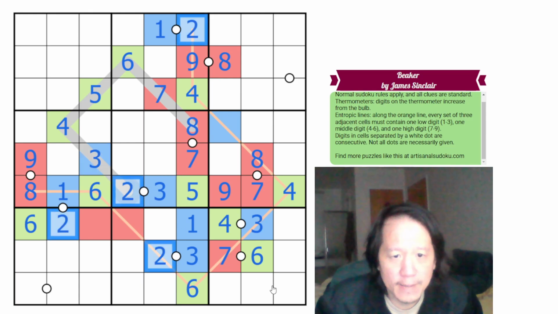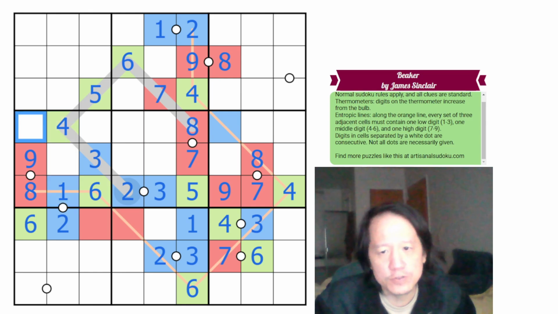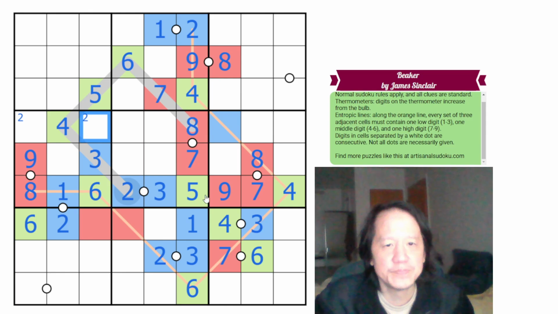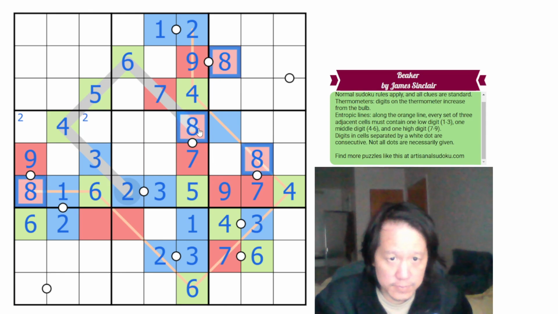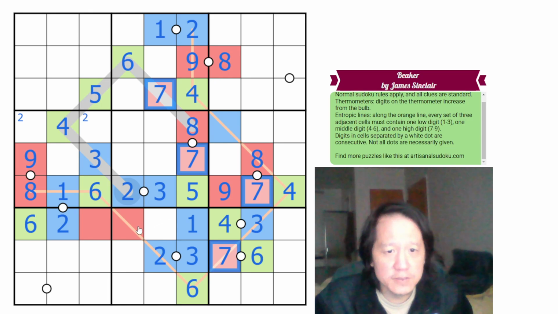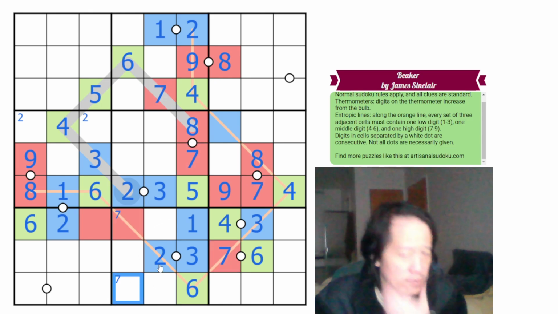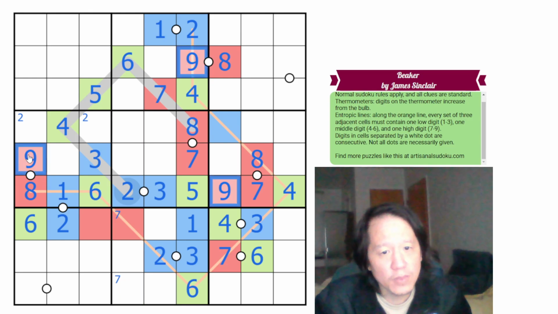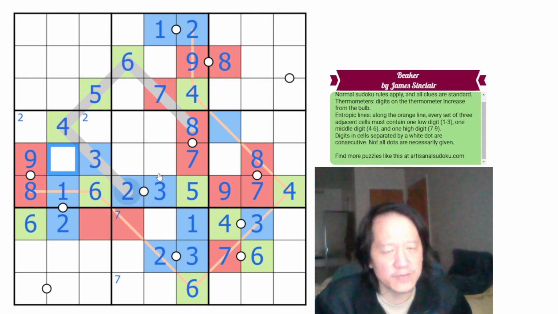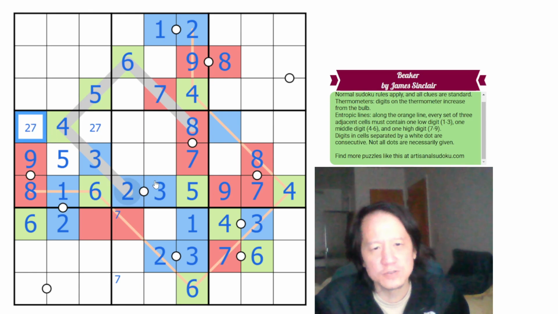Okay, now what else do we have? 2 cannot be here, therefore 2 has to be one of these two cells. 7 is one of these two cells. The rest of this, okay, so this cannot be 7 either. Can't be 2, it can't be 7. What else can it be? This has to be 5. Therefore, we know this is a 2-7 pair. This is a 2-7 pair.